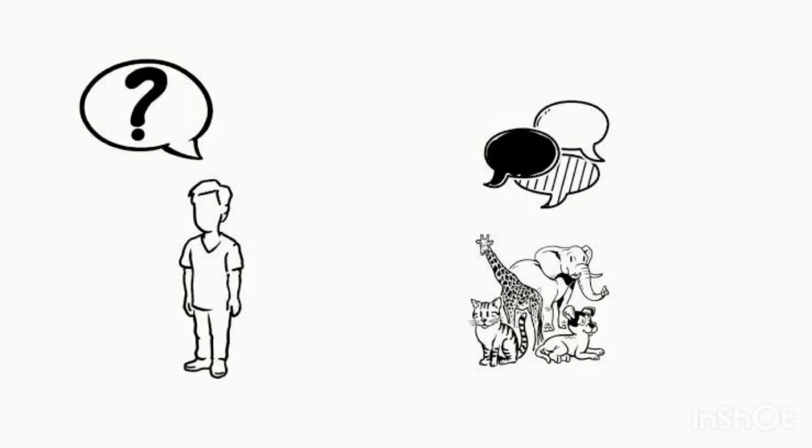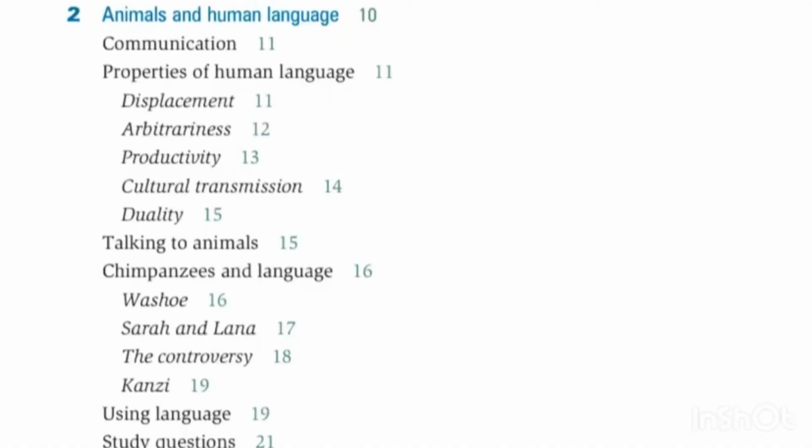This chapter has some main points, which are communication, how human and animal communicate, properties of human language, which are displacement, arbitrariness, productivity, cultural transmission, duality, talking to animals, chimpanzees and languages, Washoe, Sarah and Lana, the controversy, Kanzi, using language. So these are the main points of the chapter that we are going to discuss in detail.